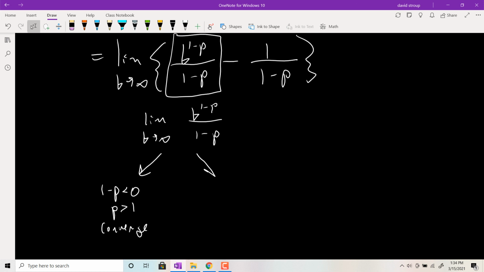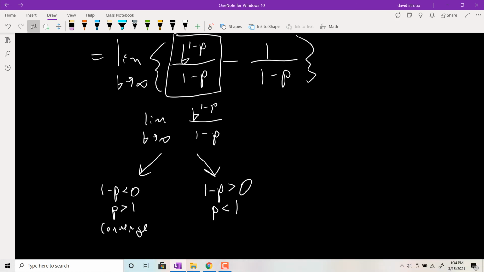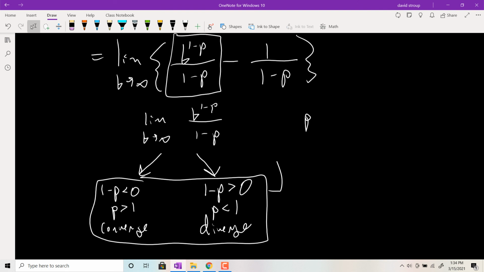In the other case, when 1 minus p is greater than 0, it'll just shoot off to infinity. So in this case, p is less than 1, and it'll diverge. So far, what do we have? We're assuming p is greater than 0. This tells us so far that if p is less than 1, it's divergent, and if p is greater than 1, it's convergent.